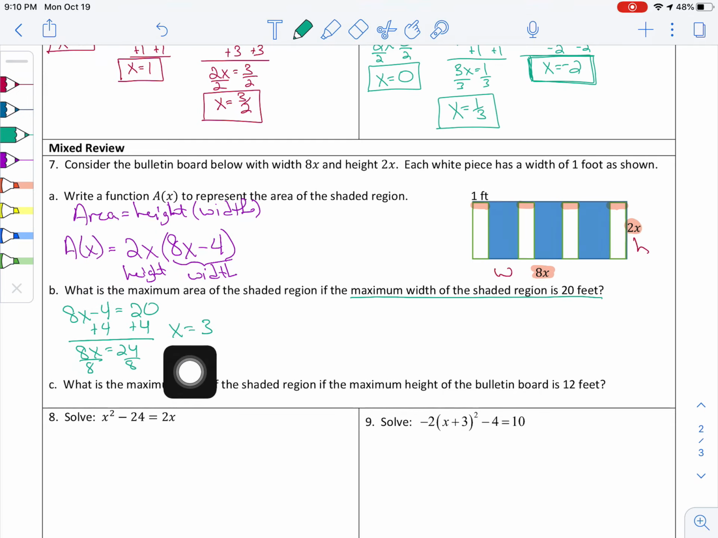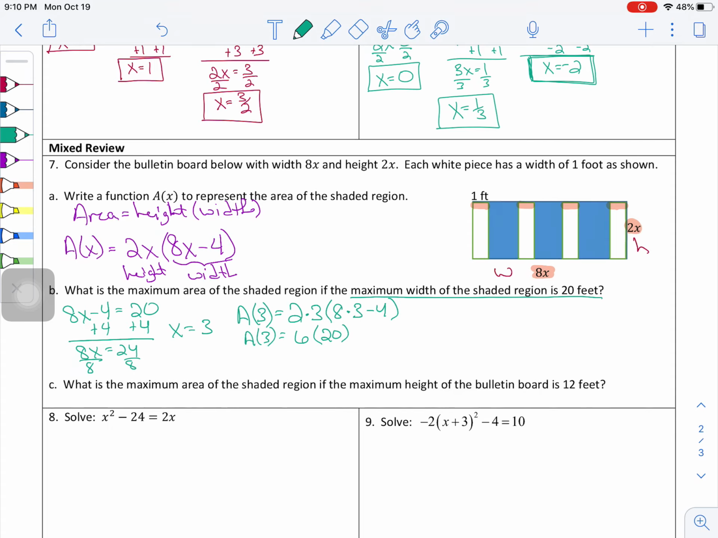So now I want to use this x value in the rest of this function. So A of 3 is equal to 2 times 3, times 8 times 3 minus 4. So let's see what we got here. This will be 2 times 3 is 6, 8 times 3 is 24, 24 minus 4 is 20. And so the real question is, what's 6 times 20? I'm pretty sure that's 120, but I'm going to double check. It is 120. And what we want to do here is make sure we attach our units. So area is going to be height times width. Height is in feet. Width is in feet. So feet times feet is feet squared.